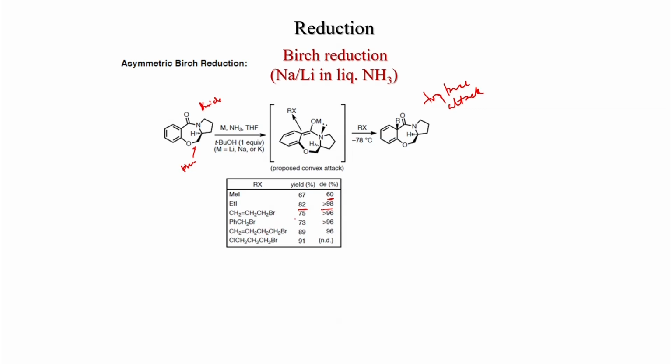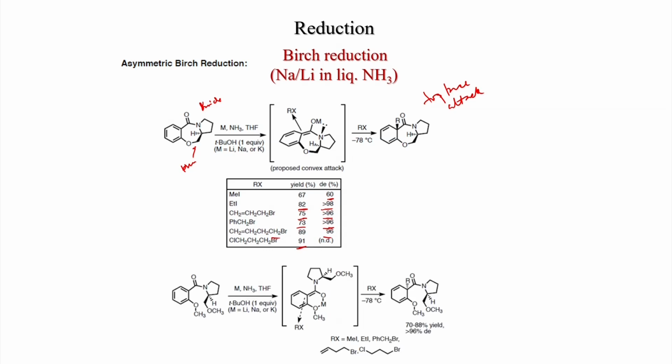If it is allyl bromide, you get a 75% yield and greater than 96% selectivity; benzyl bromide gives greater than 96%; and with another alkyl bromide you get 96% selectivity. With ClCH2CH2Br you get 91%, and the selectivity was not measured.